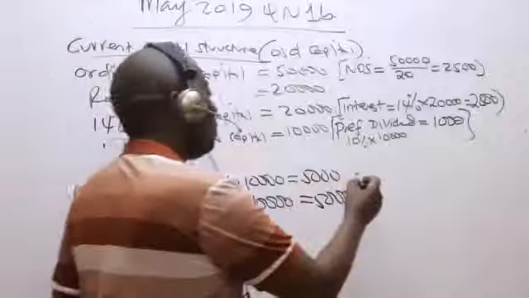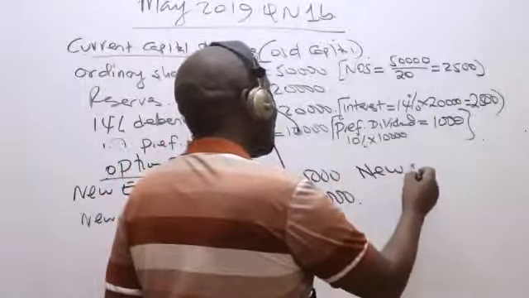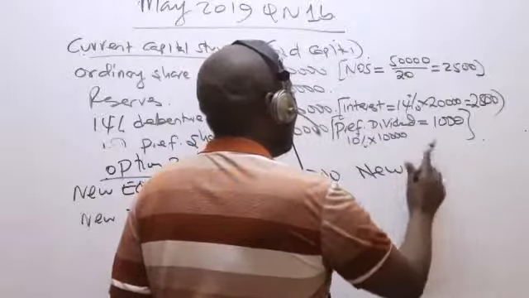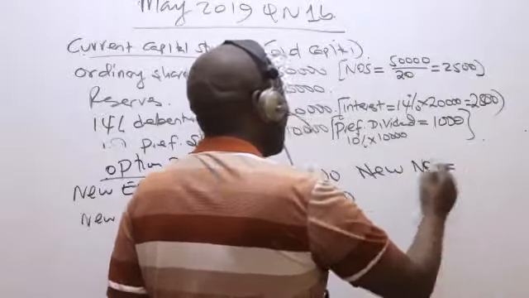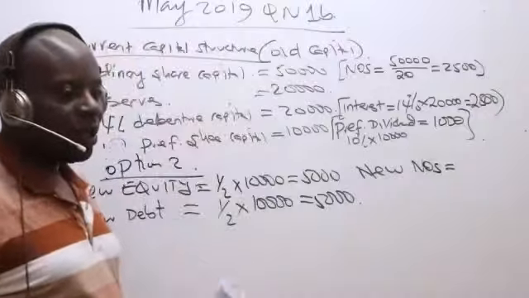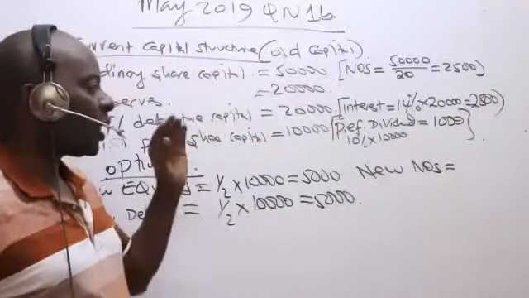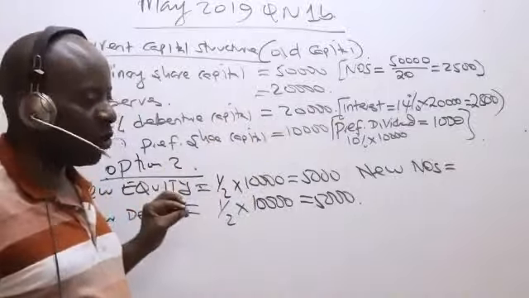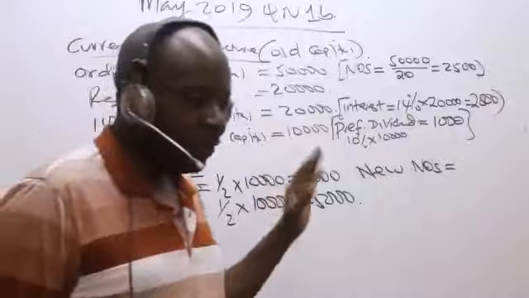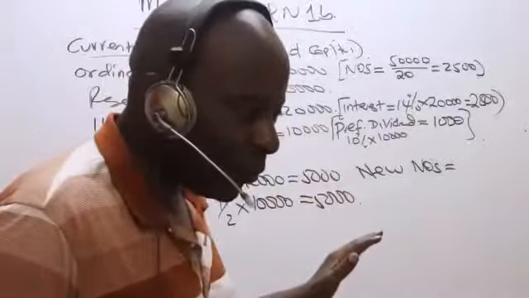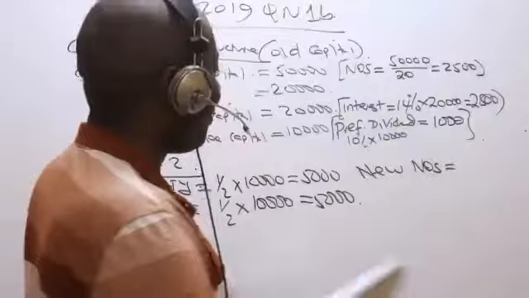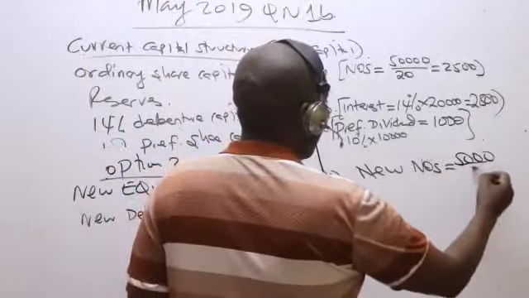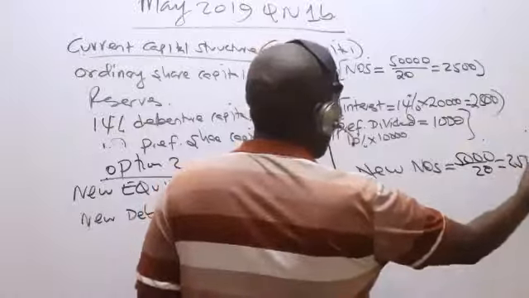Therefore, come and give me the new ordinary shares and the new notes. To get the new notes, we shall take the share capital divided by the par value. Share capital is 5,000 and the par value is still 20, which gives me 250.